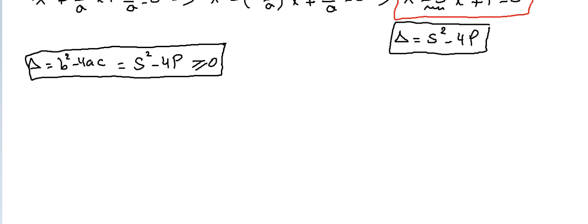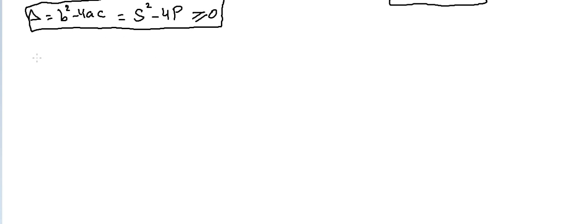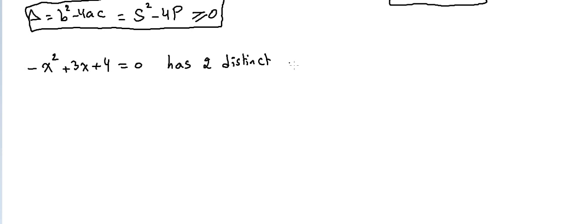Let's take an example. We still have time. We can do one of the examples. Suppose we have the equation minus x squared plus 3x plus 4 equal to 0. Suppose this equation has two distinct roots. It's given that it has two different roots, right? Find their sum and the product.